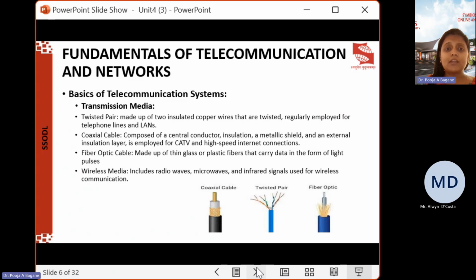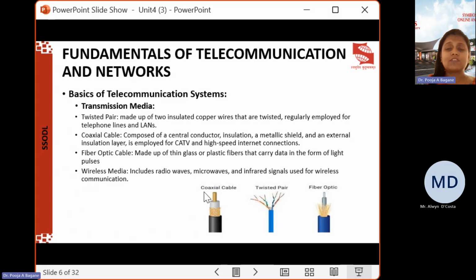In the image, you can check the middle one. This middle one is the twisted pair. It is made up of two insulated copper wires that are twisted, regularly employed for telephone lines and LANs.